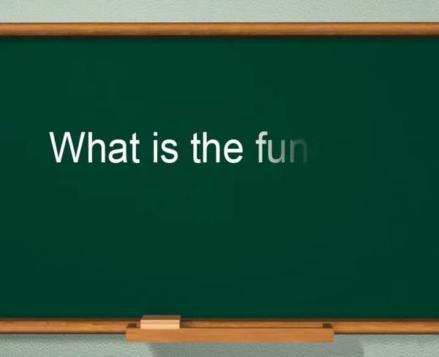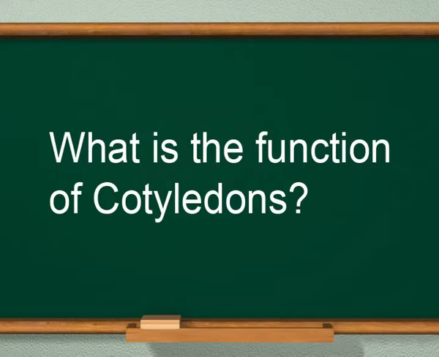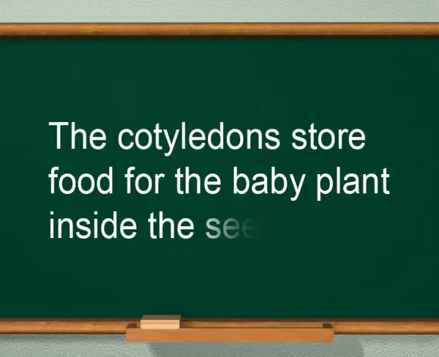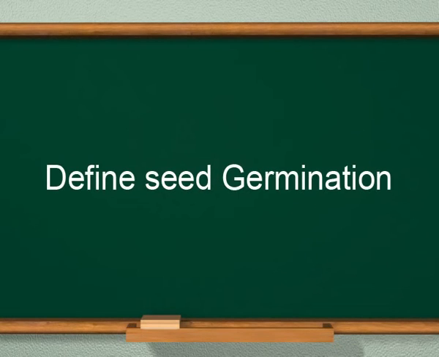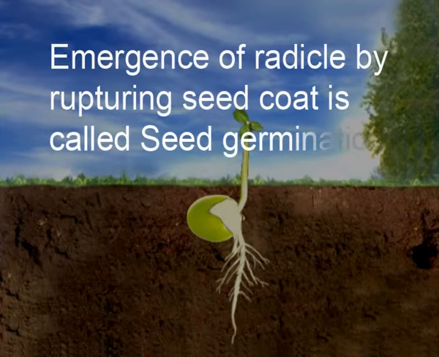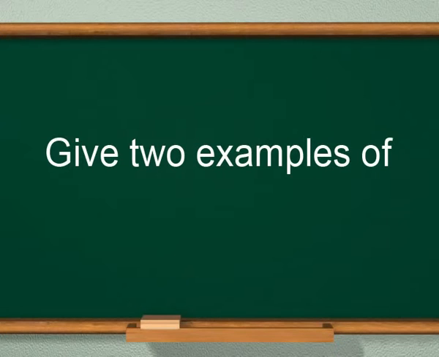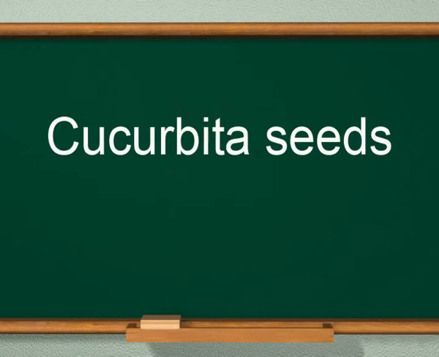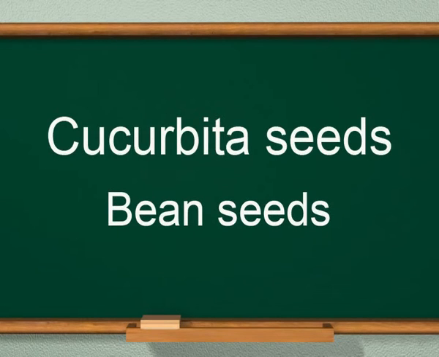My next question is, what is the function of cotyledons? Answer. The cotyledons store food for the baby plant inside the seed. Next question. Define seed germination. The answer is, emergence of radicle by rupturing seed coat is called seed germination. Next question is, give 2 examples of hypogeal germination. The answer is, cucurbita seeds and bean seeds are the examples of hypogeal germination.